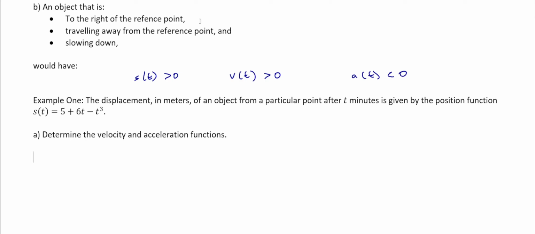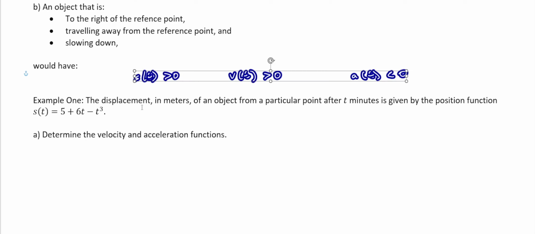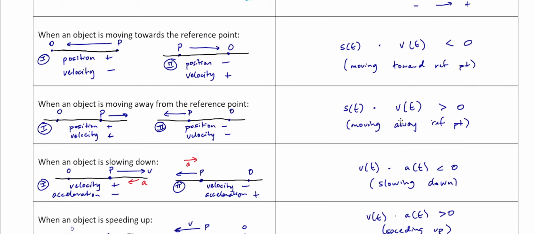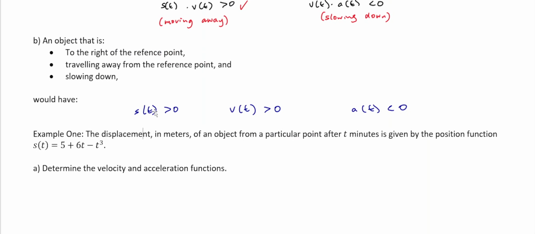Okay, so here you go. If it's to the right of the reference point, the position or displacement function would be a positive value. Now, if it's traveling away from the reference point, that means that the position function and the velocity function have to have the same sign. Let's see where we talked about that. Moving away from the reference point, the position function and the velocity function have to have the same sign for it to be moving away. Again, derived from first principles right here. So that means that your position function and velocity function both have to be positive. Now, if it's slowing down, that means that the acceleration function has to have the opposite sign of the velocity function. So in this case, the acceleration function would be negative because the velocity function is positive.